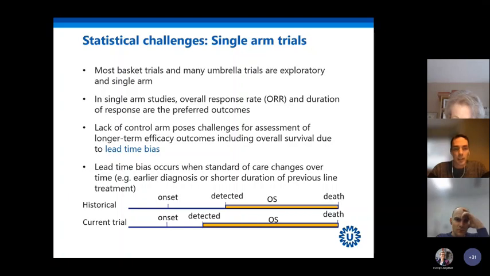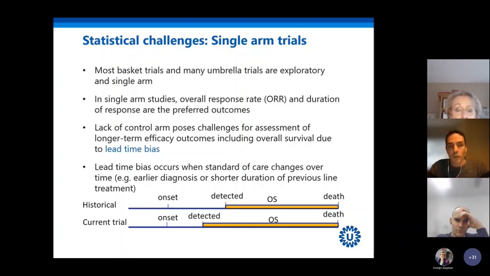So then it can be that, for instance, the time of detection of the cancer is shifted between the historical cohort and your current sample. Then you might overestimate the overall survival in your current study just because your patients are diagnosed earlier, or because first or earlier line treatment has ended earlier and patients are included earlier, started treatment earlier than they did previously. So comparing time to event outcomes to historical cohorts is very, very difficult.